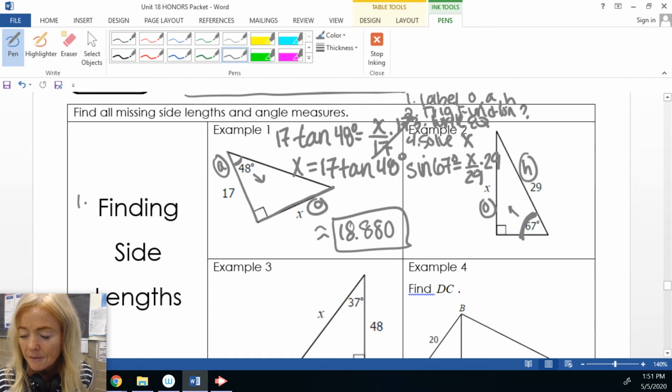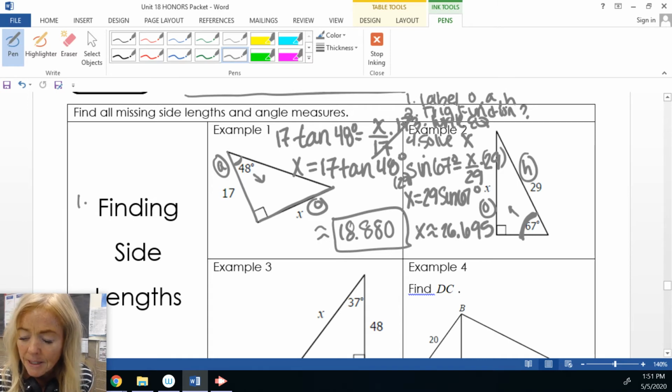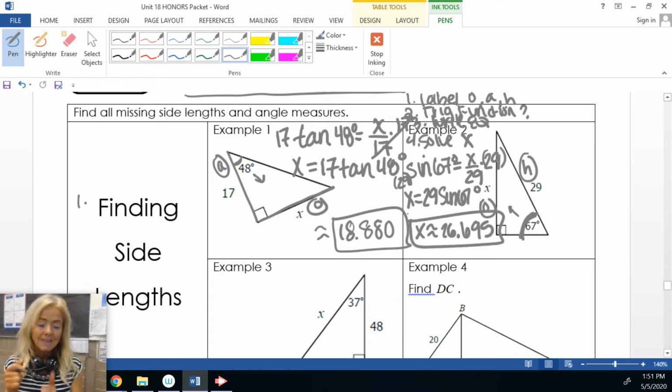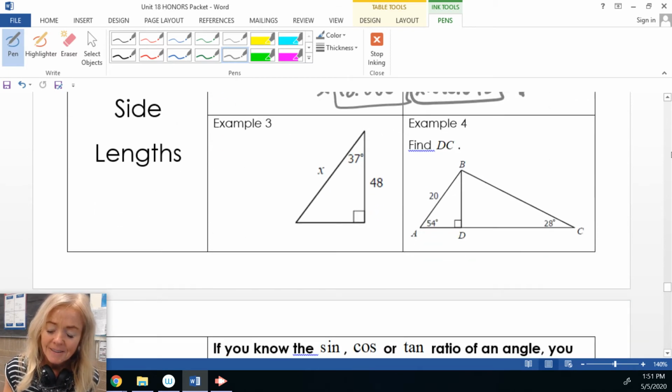And then the next step is to solve. We're going to multiply by 29, both sides. So x is equal to 29 sine 67 degrees. Okay, and then over to your calculator, type in 29 sine 67, hit enter, and x is approximately 26.695. All right. And we're done. Woohoo! Example 3.